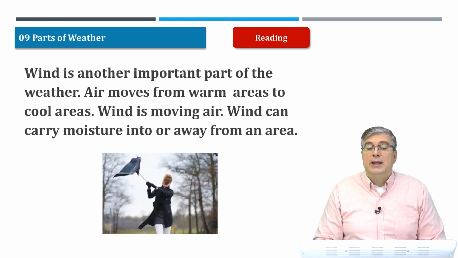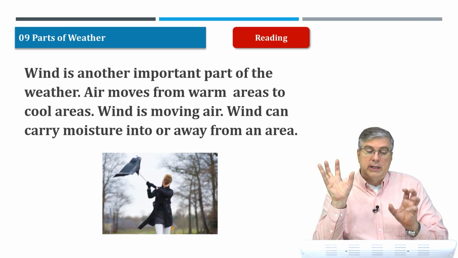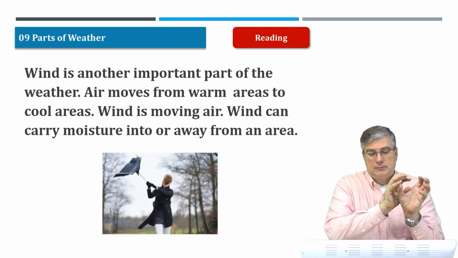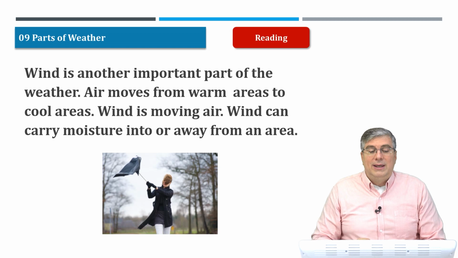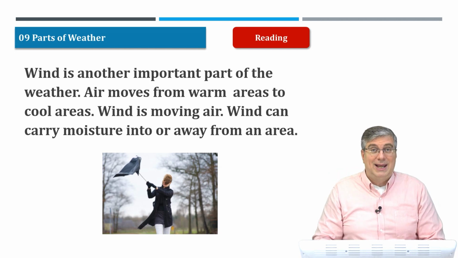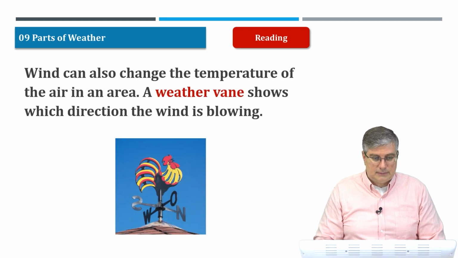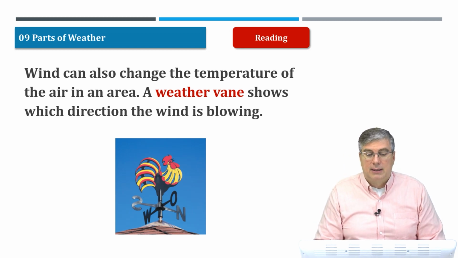Wind is another important part of the weather. Air moves from warm areas to cool areas. Wind is moving air. Wind can carry moisture into or away from an area. Wind can also change the temperature of the air in an area. A weather vane shows which direction the wind is blowing, right?